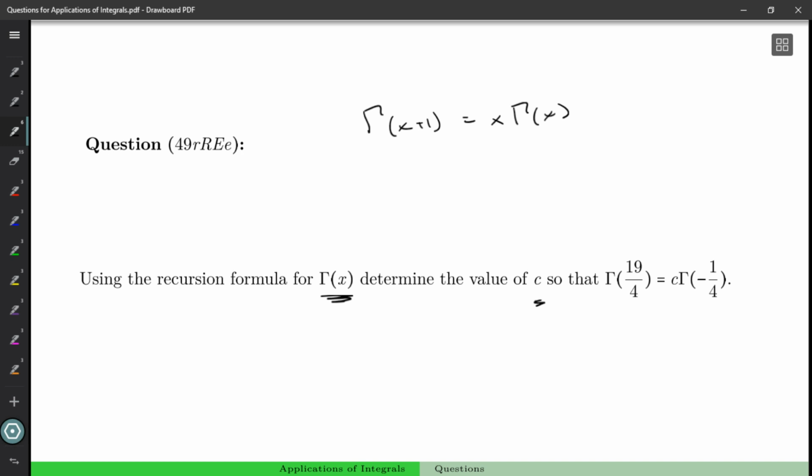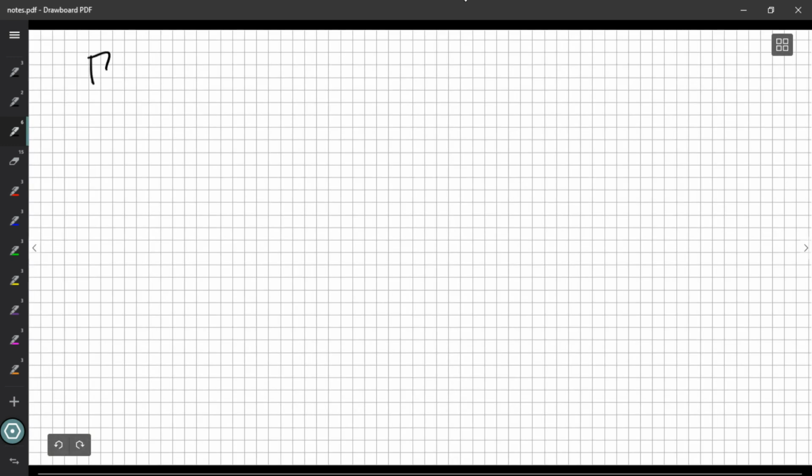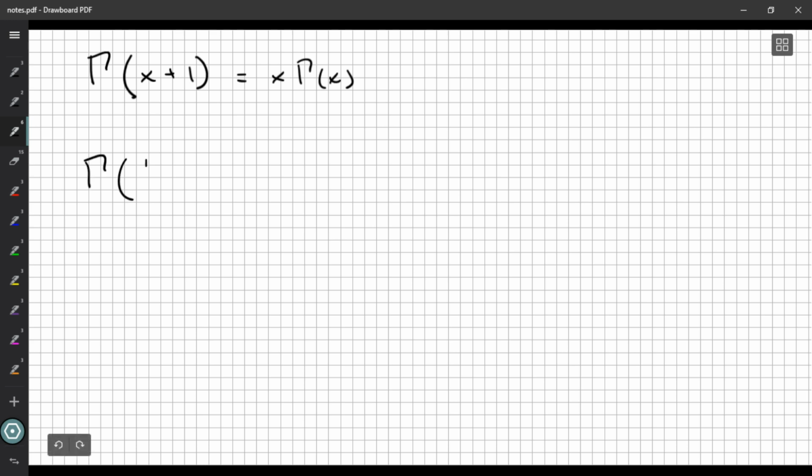Okay, so what can we do? Well, we've got our recursion formula, and we want to relate gamma of 19 quarters down to gamma of negative 1 quarter. Well, really, we're told to use this, so maybe we can write 19 quarters as something plus 1. Right? It'll be 15 quarters plus 1.